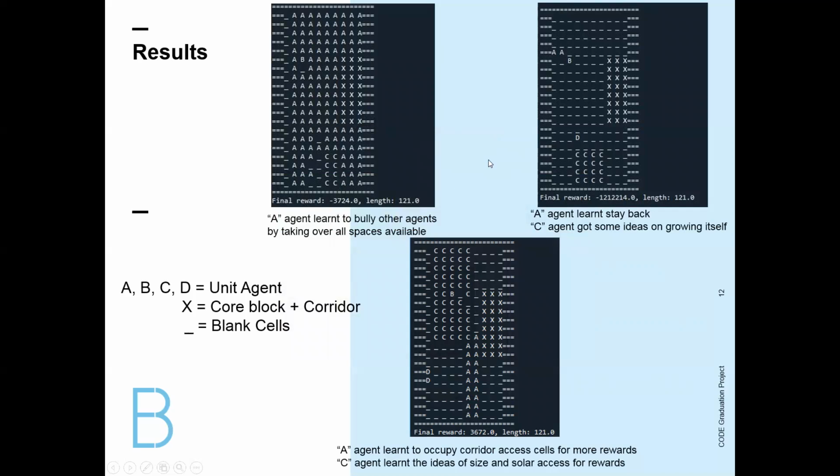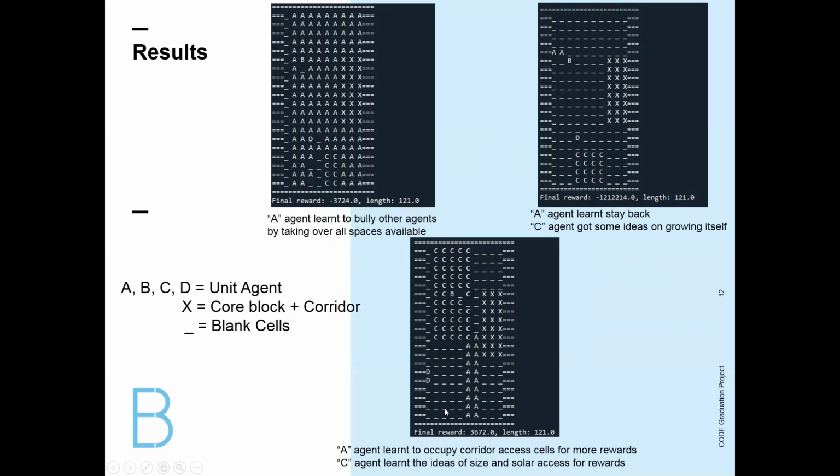By altering my rewards function, it produces the results on the right, which shows basically all 4 agents gave up on growing themselves and occupying blank cells, and it's very unsuccessful even compared to the first one. As you can see, the numbers for the final rewards are more negative than the first results.